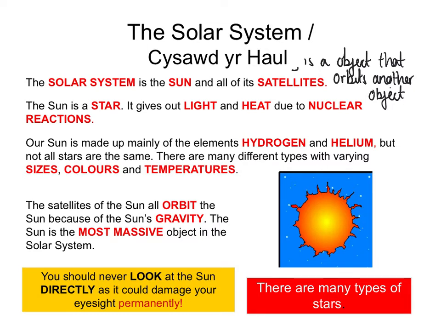The Sun is a star and it gives out light and heat due to nuclear reactions, which we will look at in due course. Our Sun is made up of mainly the elements hydrogen and helium, which we know hydrogen is H and helium is He when we looked at the periodic table. But not all stars are the same. There are many different types with varying sizes, colours and temperatures. The satellites of the Sun all orbit the Sun because of the Sun's gravity. The Sun's the most massive object in the solar system.